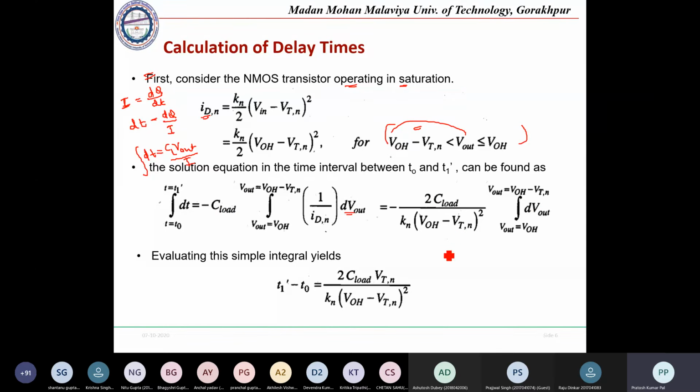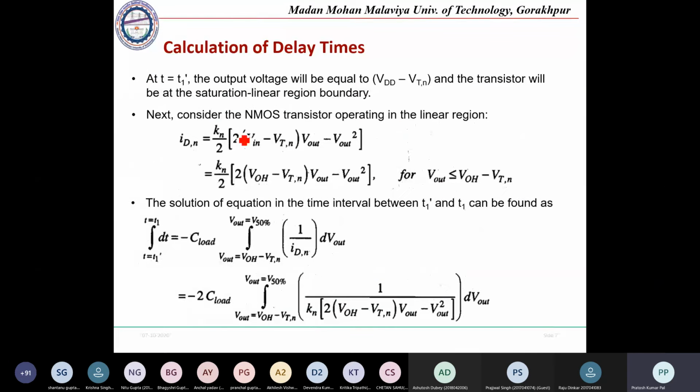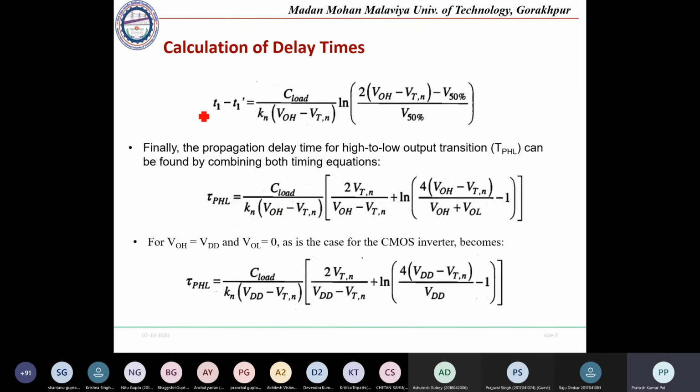And once we solve it, we will get T1 dash minus T0 given by this equation. Similarly, for the second case also, we will be considering the linear mode operation. With respect to linear mode operation, this will be the given equation. Once we have this equation, we will again integrate it with respect to T1 dash to T1. At that time, the output will be changing from VOH minus VTN to V50%. So with respect to solving this, we will get T1 minus T1 dash given by this.